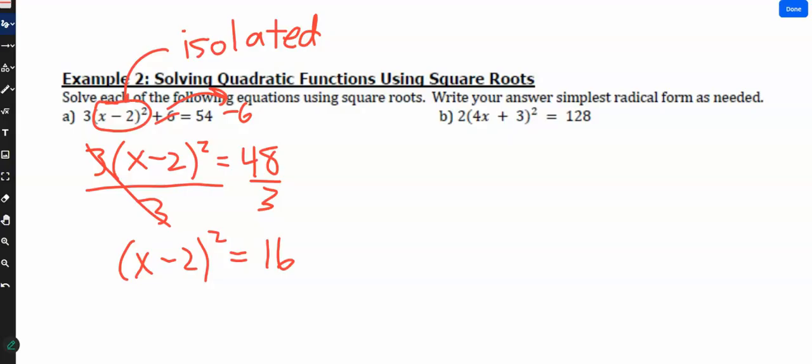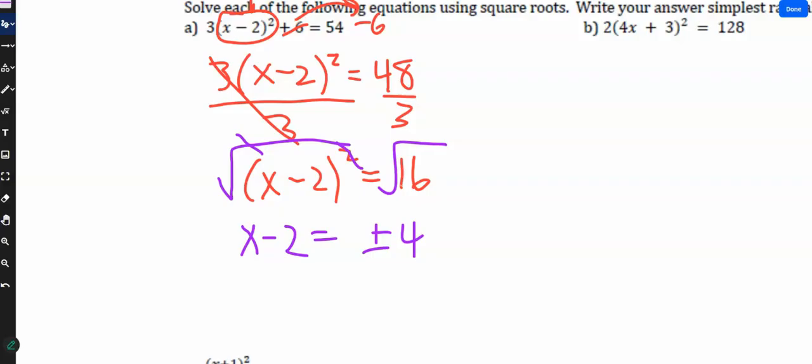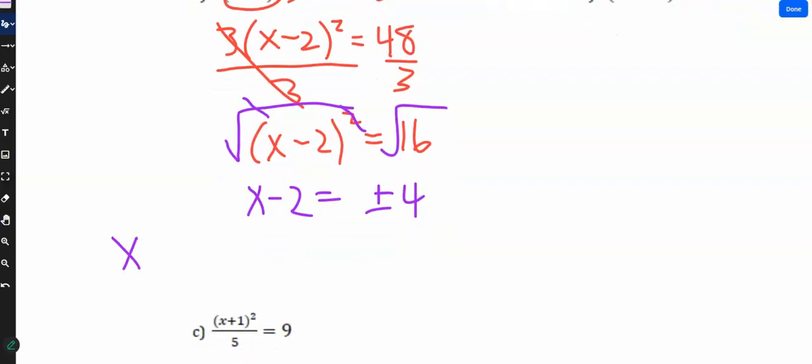Now I can take the square root like I've been doing before. And I get x minus 2 on this side because the square and the square root cancel each other out. And then on this side, I get plus and minus 4. Well, what does that create? Well, now there's two different equations. X minus 2 equals 4. X minus 2 equals negative 4.